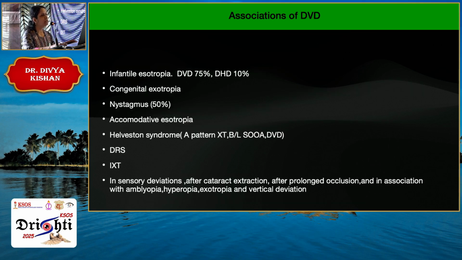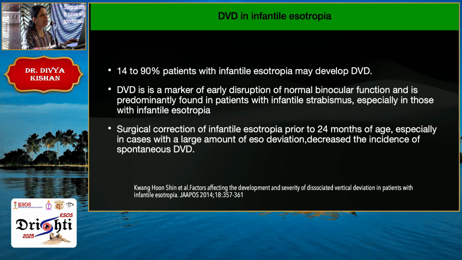The most common association of dissociated vertical deviation is, of course, infantile esotropia, and it is seen in about 75% of patients with infantile esotropia. But it can also be seen in cases of congenital exotropia, nystagmus, accommodative esotropia, and there is a particular syndrome called Helveston syndrome, where you have A-pattern exotropia, bilateral superior oblique overaction, and DVD. In infantile esotropia, it is said to develop in about 90% of patients.